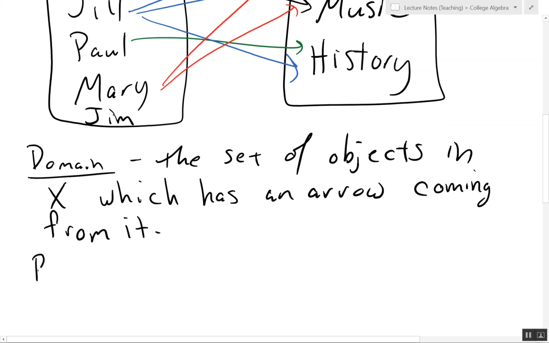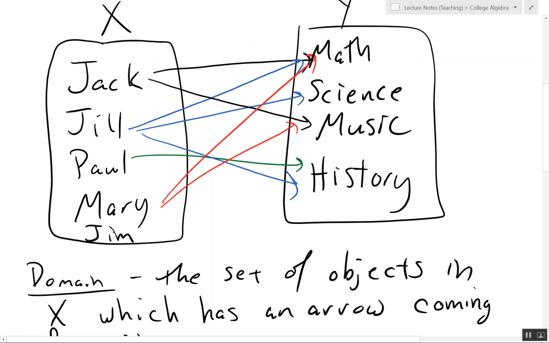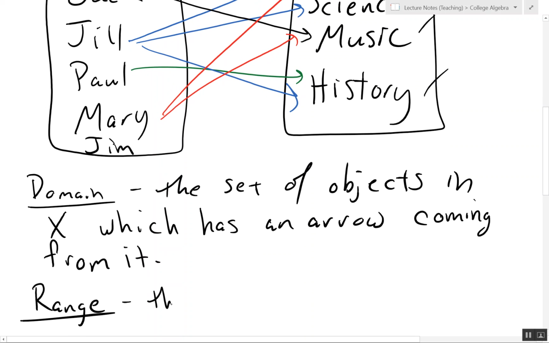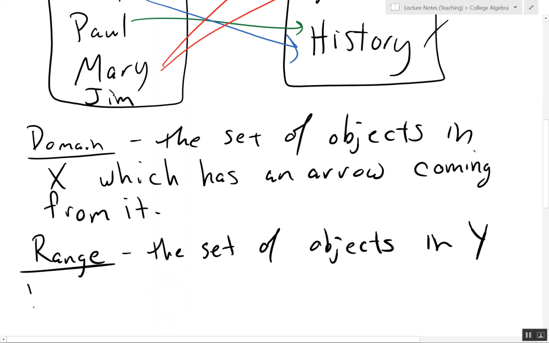Range, on the other hand, is very similar to domain, but instead of arrows coming out of X, we're going to think about arrows going into Y. And so the range is just the set of things in Y which an arrow is pointing to. So in this case, everything in Y, the math, the science, the music, the history, they all have an arrow pointing to it. So the range is the set of objects in Y that has an arrow pointing to it.